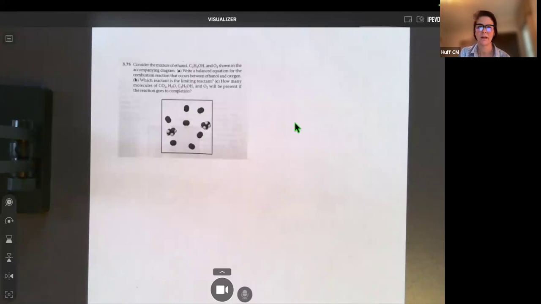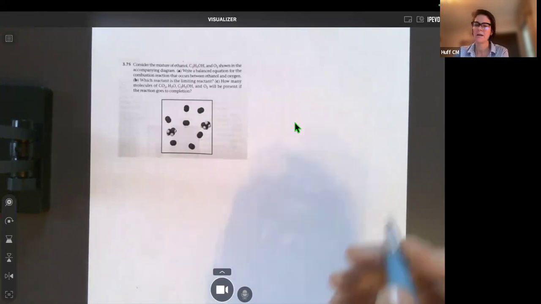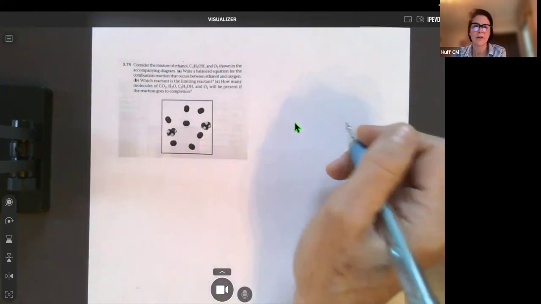Okay, this is a problem that fits into representations of reactions and also limiting reactant, particulate diagrams. So I'm going to walk you through how to solve this one.